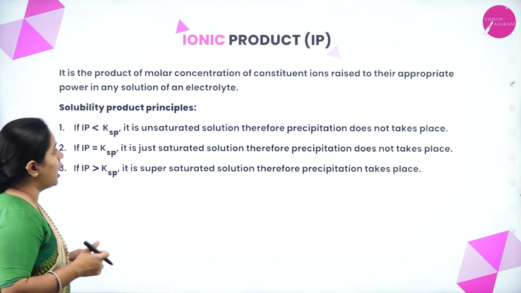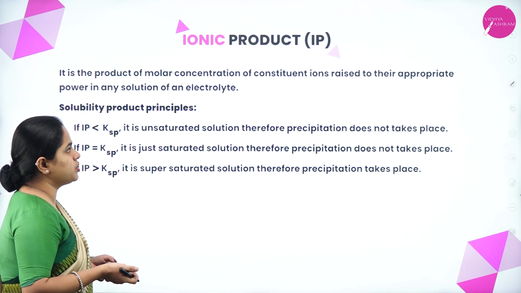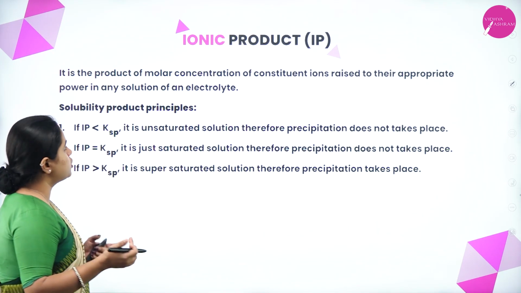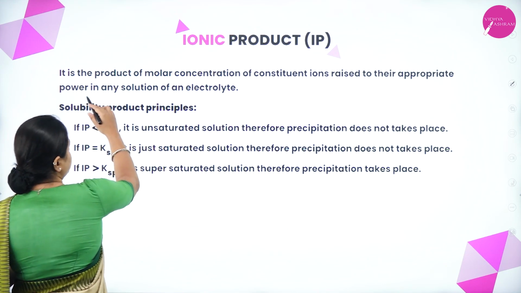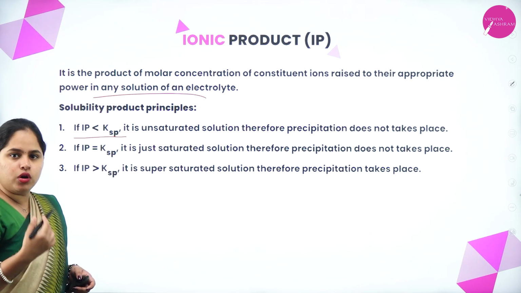So the next one is ionic product. What is ionic product? It is a product of molar concentration of the constituent ions raised to the appropriate power in any solution of an electrolyte. So it is similar to solubility product itself. So what is the difference?